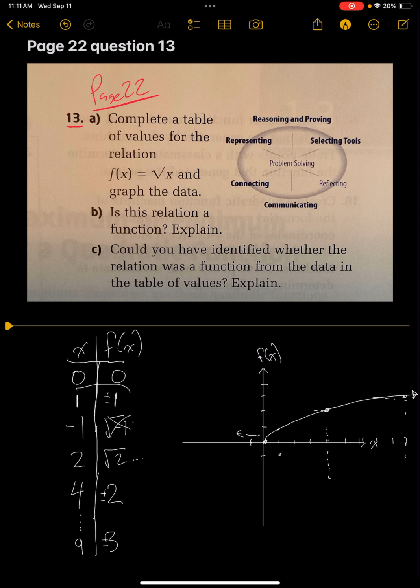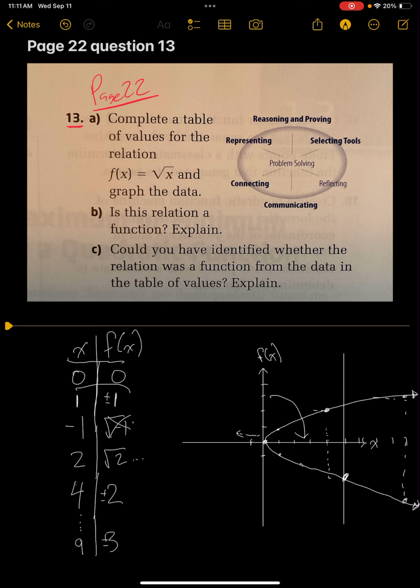So actually, 2 and 3. I could just graph it like that. And it's actually an inverted, kind of rotated parabola. Now, is this relation a function?